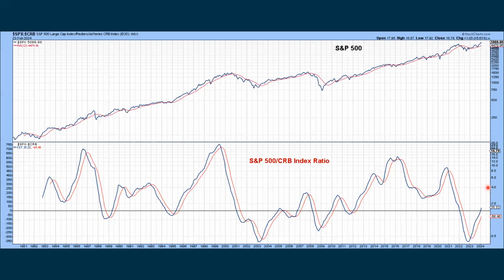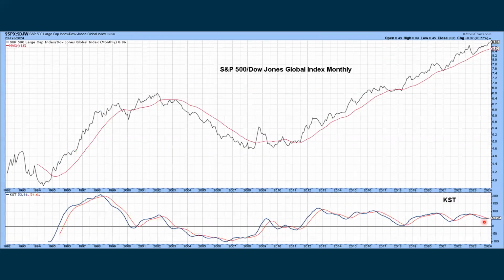Then we look at the S&P on top and then a ratio down below between the S&P and commodities, showing that stocks are still outperforming commodities. And we look at the S&P on a monthly chart and compare it with another global look. When this is above the moving average, that means the S&P is outperforming. And the KST is pretty much on top of itself right now, but it's just possibly starting to turn more positive. Since this is a monthly chart, this can take some time to develop.